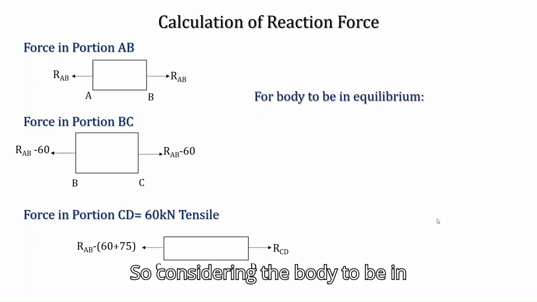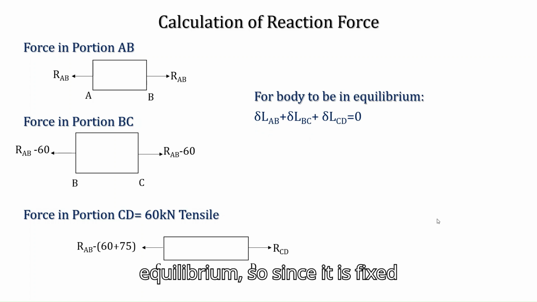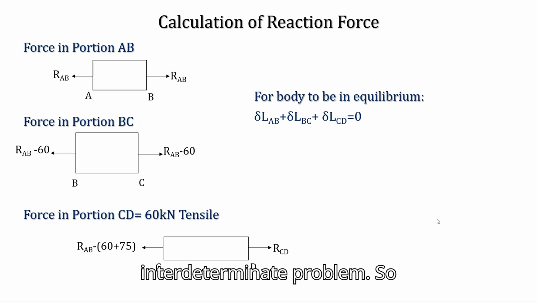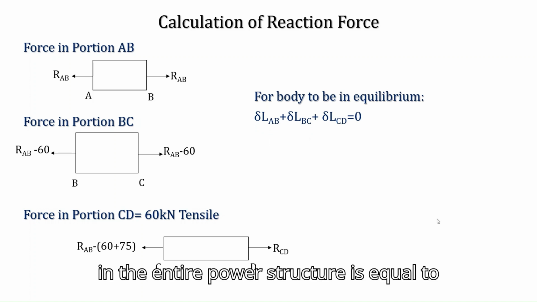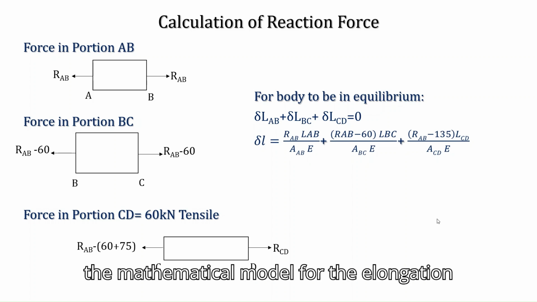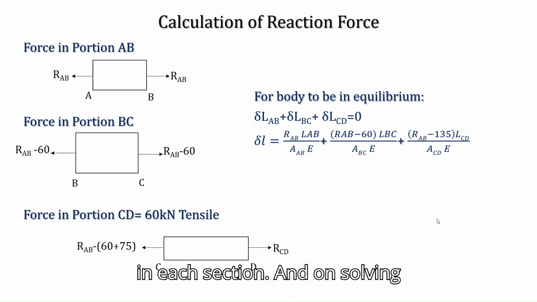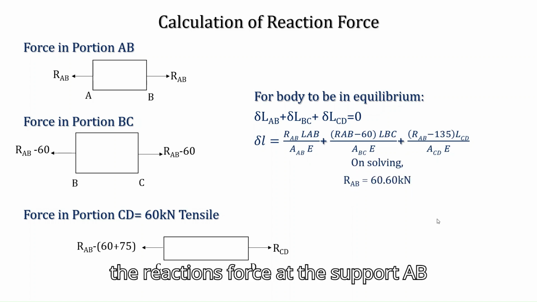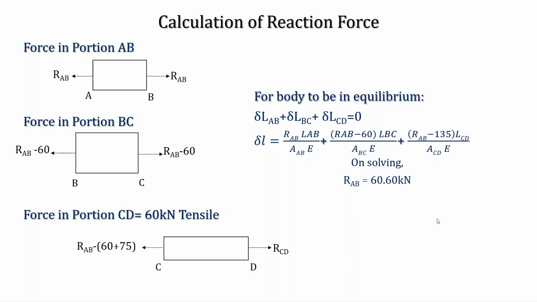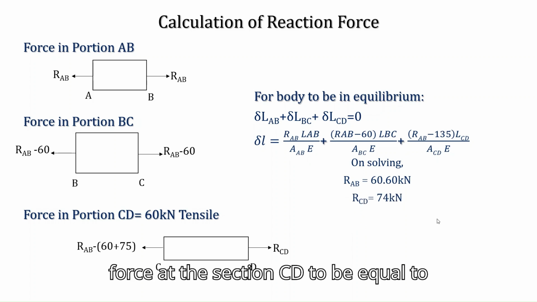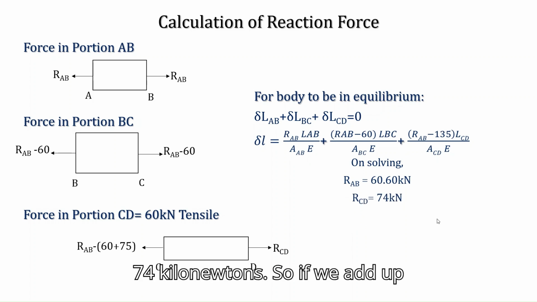Considering the body to be in equilibrium, since it is fixed at both ends, it is a statically indeterminate problem, so the elongation in the entire bar structure is equal to 0. Using this, we write the mathematical model for the elongation in each section. On solving, upon substitution of the values, we get the reaction force at the support AB to be equal to 60.60 kilonewtons, followed by the reaction force at the section CD to be equal to 74 kilonewtons.